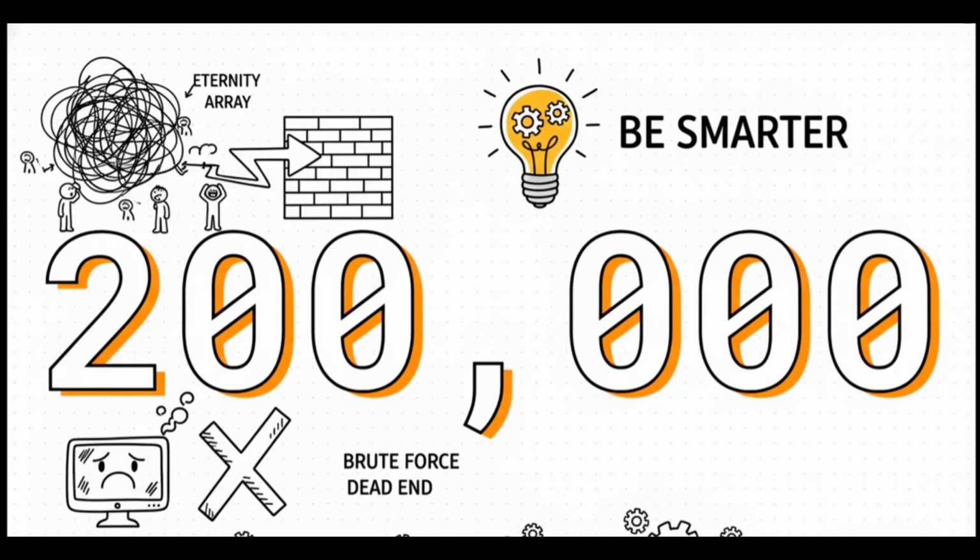And here's that catch. The array we're dealing with could have up to 200,000 numbers in it. Trying every single combination on a list that huge, your computer would be working on it until the end of time. It's just not possible. This brute force method is a total dead end. We have to be way smarter.